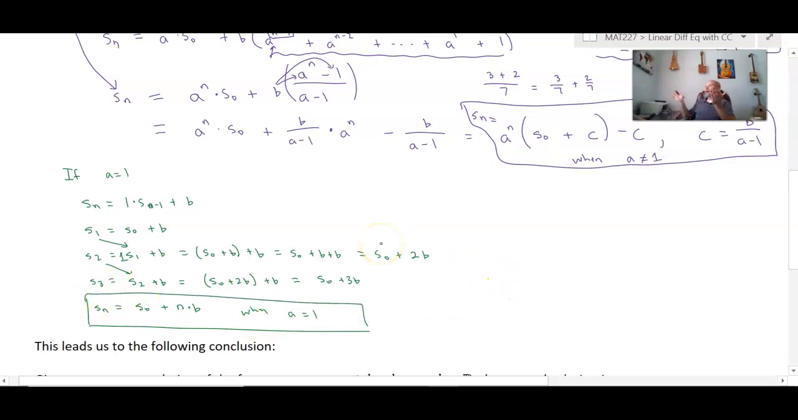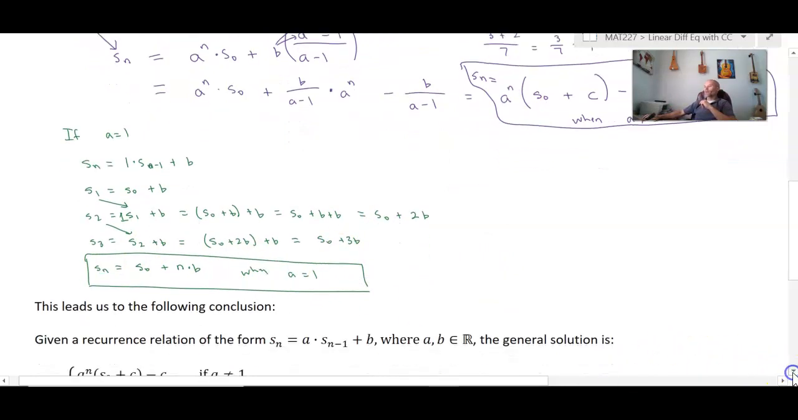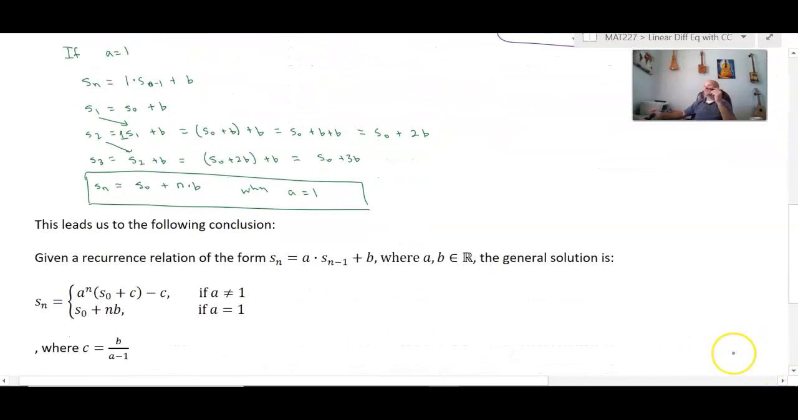So we have one of two possible situations, and we're going to go ahead and summarize that now. The beauty is that we don't have to derive this again. We've just derived the general solution. And so next time when we encounter a recurrence relation of this form, we can just jump straight to the solution. S sub n, when S sub n equals some constant times the previous value plus some constant, where a and b are real numbers, the general solution is this first one that we derived.